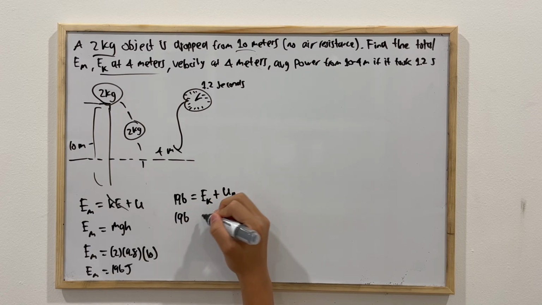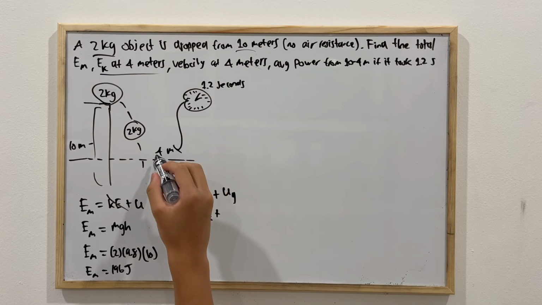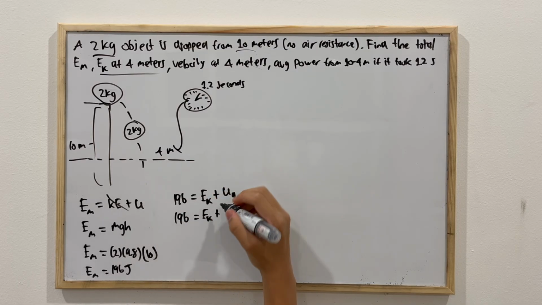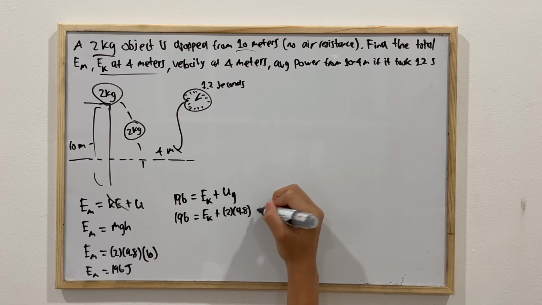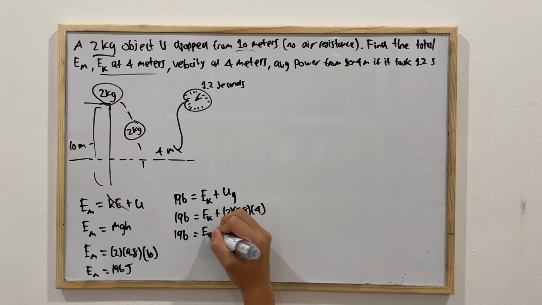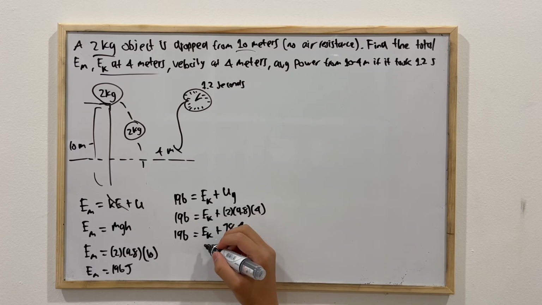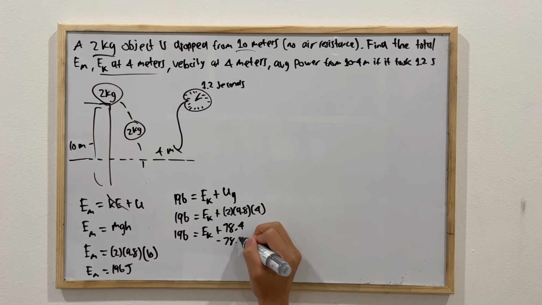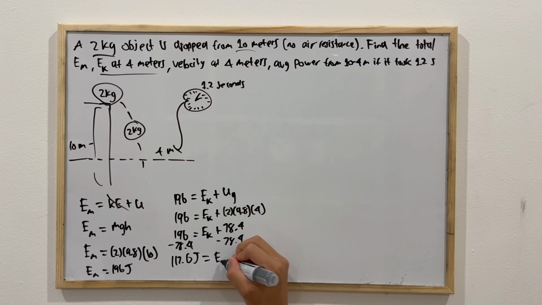So we have 196 equals our kinetic energy, and let's calculate the gravitational potential energy, which we can because we have a height here. So it's 2 times 9.8 times 4, so 196 equals our kinetic energy, which we still don't know, plus 78.4 joules. To get kinetic energy alone, we simply subtract 78.4 on both sides, and we get 117.6 joules equals our kinetic energy at 4 meters.